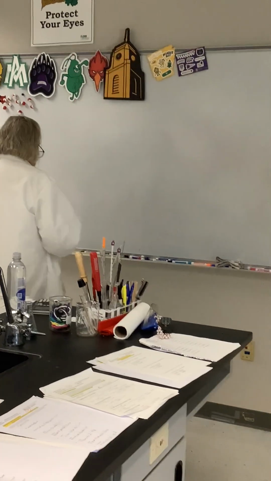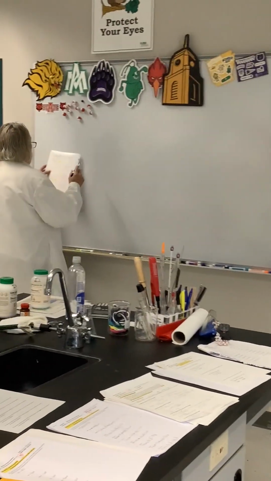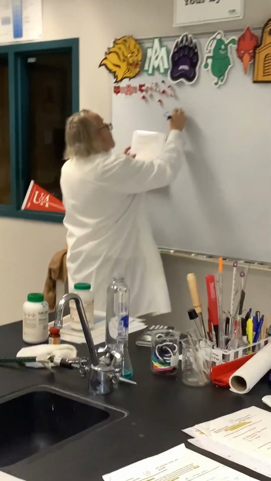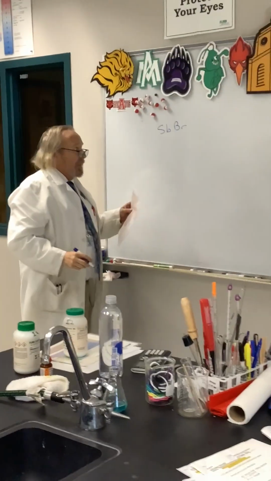So let's talk about the first two of these in number 2. One of them is antimony bromide. Oh my gosh, SbBr3. It doesn't ask you to name it.